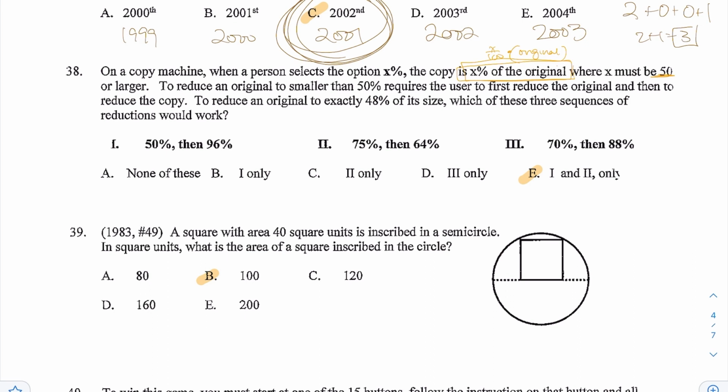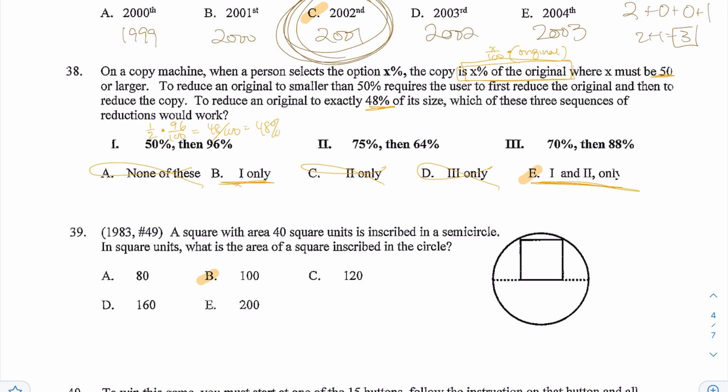So in order to get 48%, you're going to have to do a couple of sequences. So if you do 50% of the original, that's 1/2. And then 96%, you would multiply by 96 over 100. And 96 times 1 over 2 times 100 will be equal to 48 out of 100. And that's going to be 48%, which is what you wanted. So Roman numeral 1 would work. So choice A is wrong. Choice C and choice D are wrong. The answer has to be B or E because we saw that 1 would work.